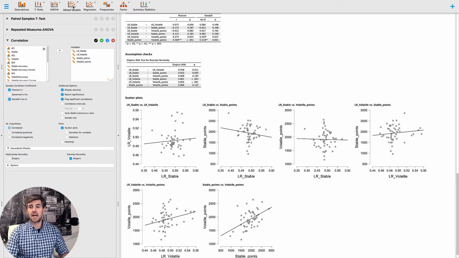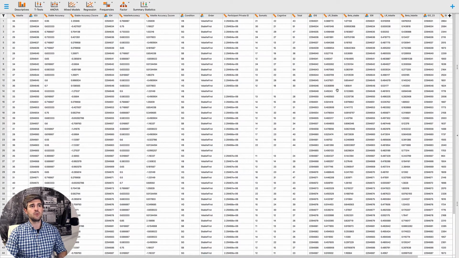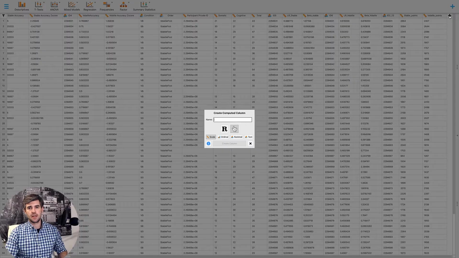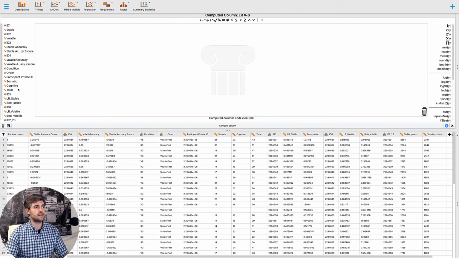The last thing I'm going to do now is look at our comparison with anxiety. Is there a relationship between learning rate and anxiety? In order to do that, I need to create a new column, because in the papers we wanted to look at the difference. So I'm going to say LR V minus S. So this is learning rate. Let's drag that down. So we have learning rate volatile minus learning rate stable.